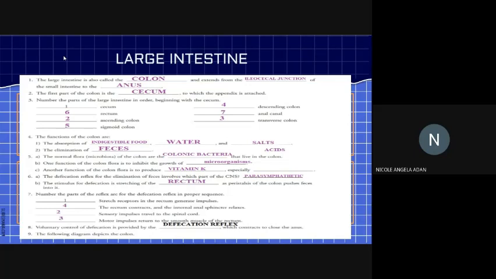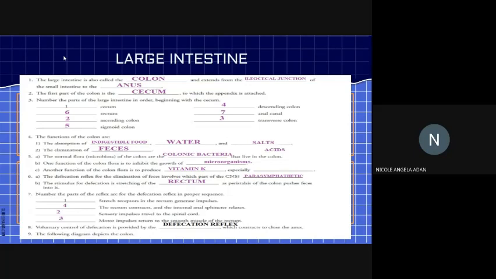Another function of the colon flora is to produce vitamin K, especially acids. Number six, the defecation reflex for the elimination of feces involves which parts of the CNS? The parasympathetic. Letter B, the stimulus for defecation is stretching of the rectum as peristalsis of the colon pushes feces into it.